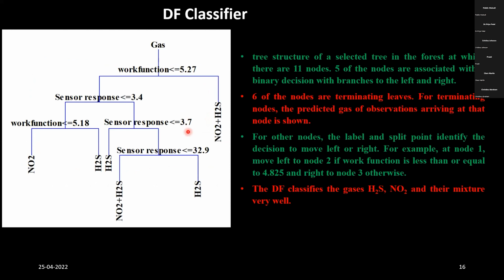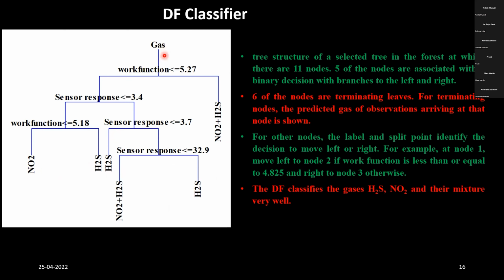And DF, the decision forest classifier. Here you can see the decision forest tree structure of a selected tree in the forest, which has 11 nodes. Five of the nodes are associated with a binary decision with branches to the left and right. So in total there are 11 nodes, and 6 of the nodes are terminating leaves. Terminating leaves will give you the result. The predicted gas observation arriving at the node is shown here.